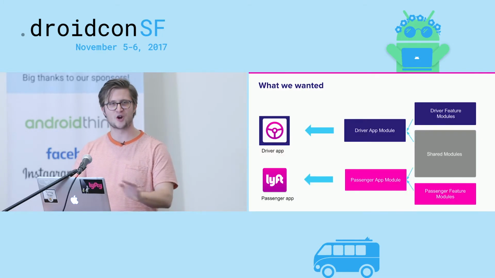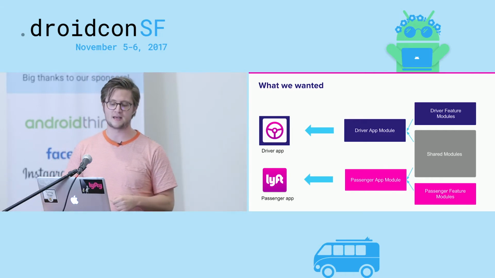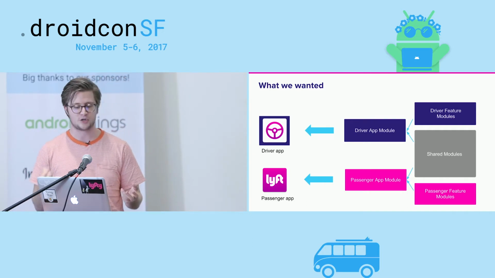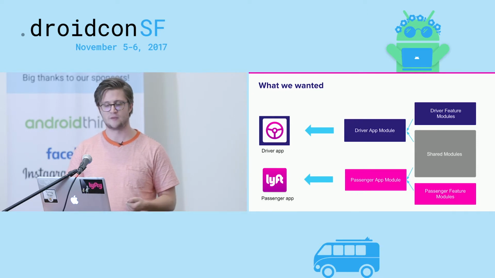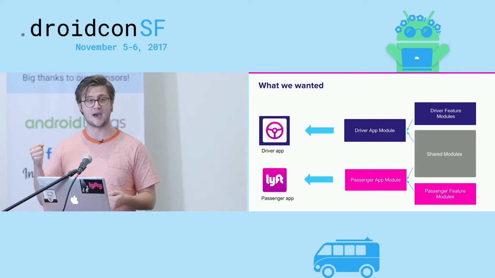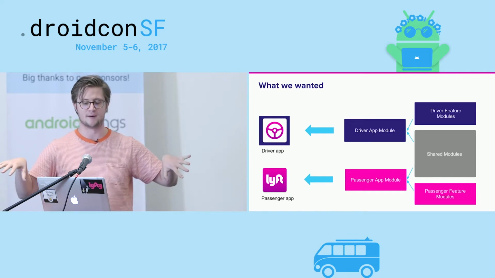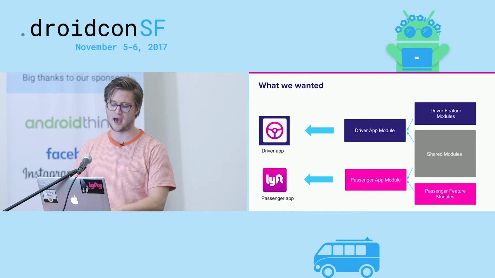All right, so I'm going to start off with the golden vision of what we wanted to end up with, our two apps. We wanted to have a driver app module that took in driver feature modules as well as some shared modules and created a driver app. And we wanted to have a passenger app module that took in some passenger features and shared components as well and created the passenger app. So completely separate, a separate module tree here that then produced two distinct apps.